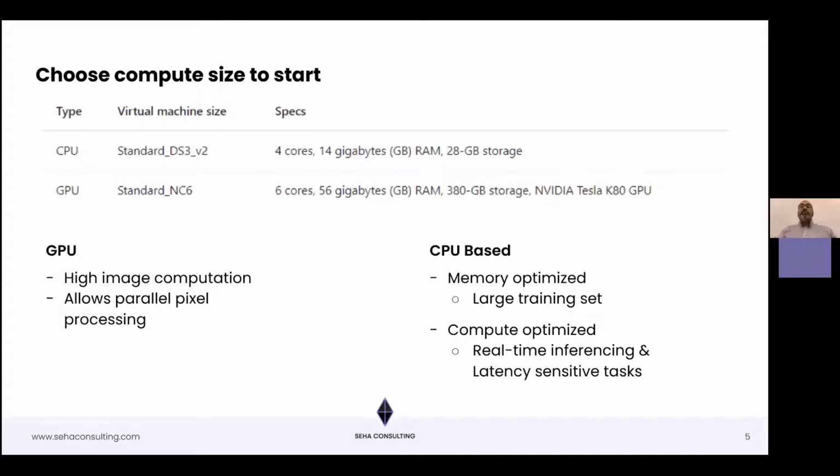So, in terms of which compute size to choose, when you're starting and you're in more of a POC phase, these are the two computes Microsoft suggests. As you can see by the specs, one is CPU based and one is GPU based. For the CPU based, it's 4 cores, 14 gigabytes of RAM, and 20 GB storage. It's not so much, right?